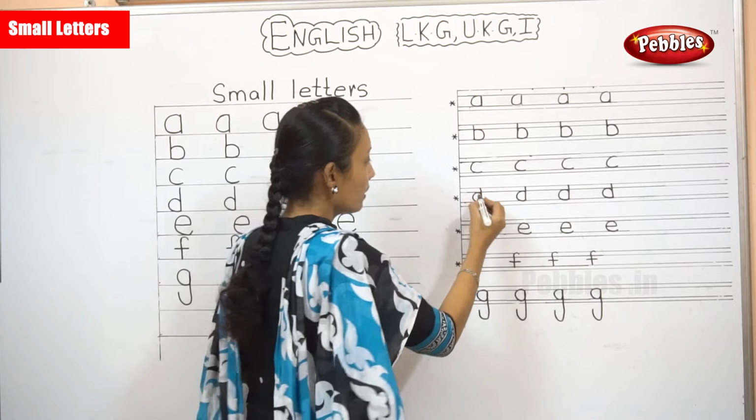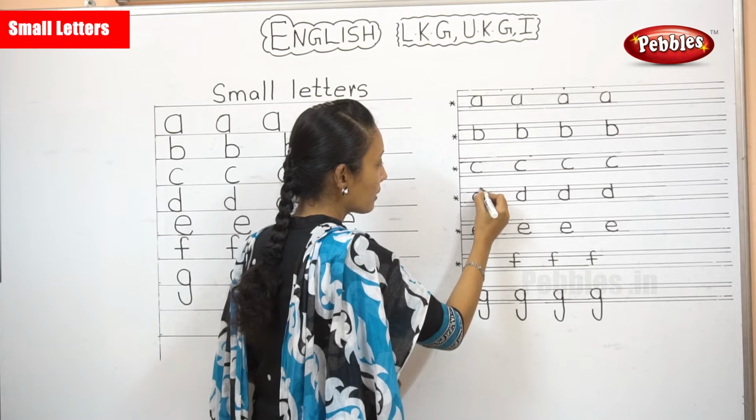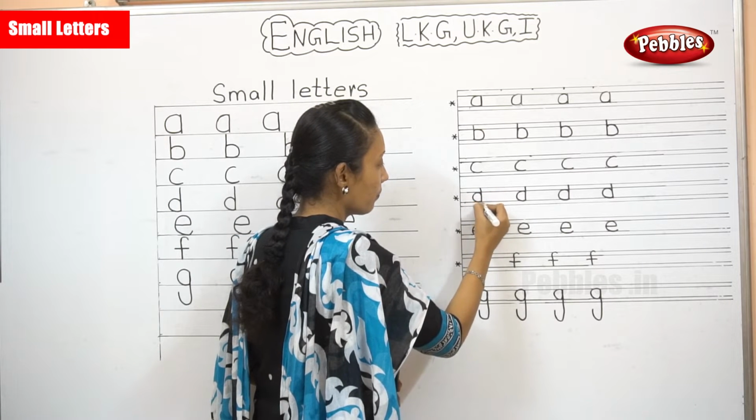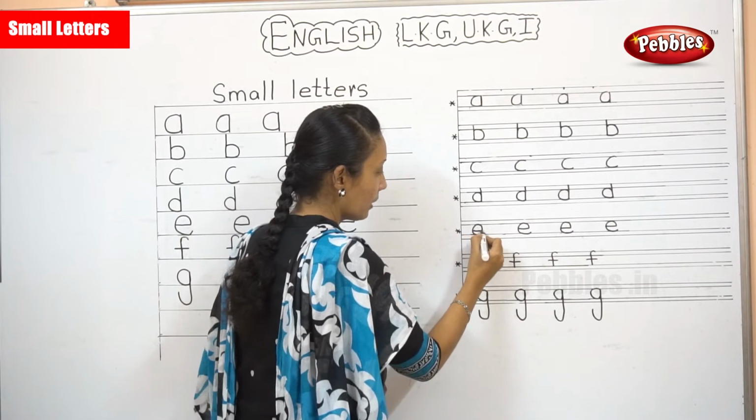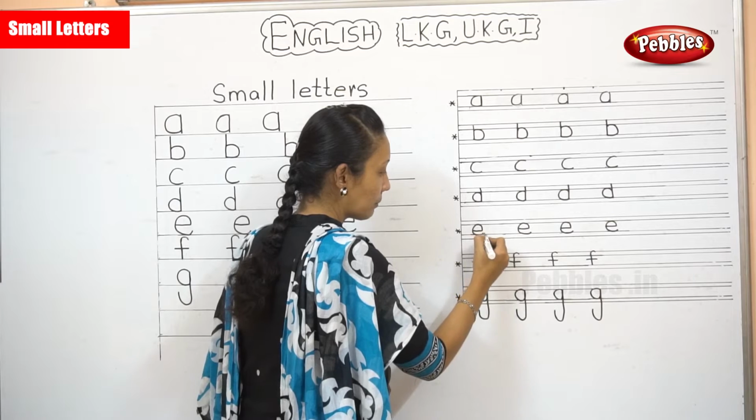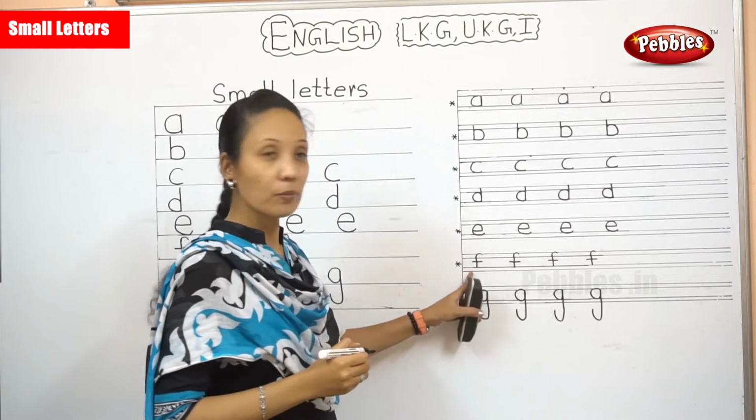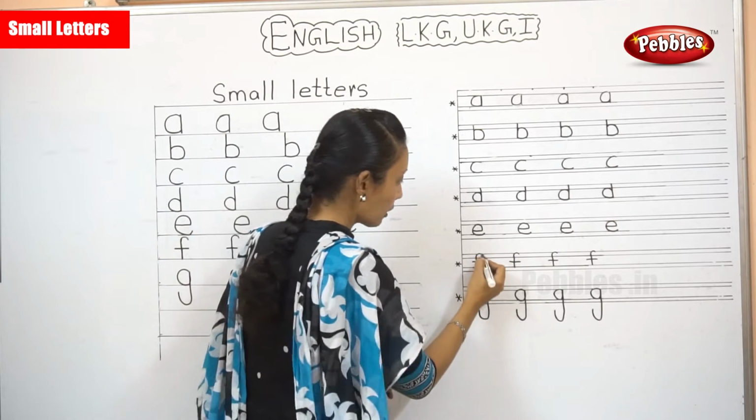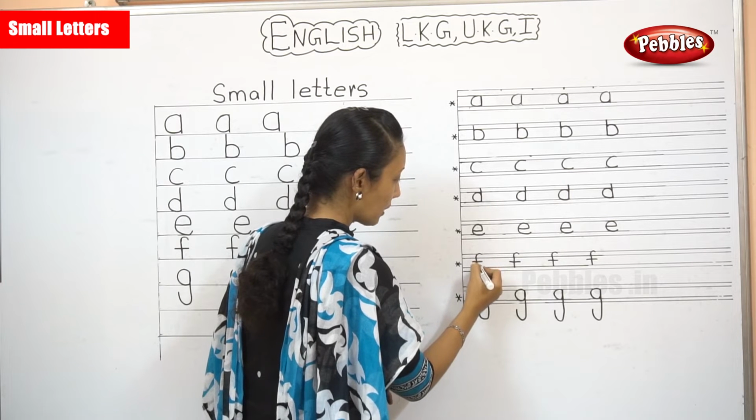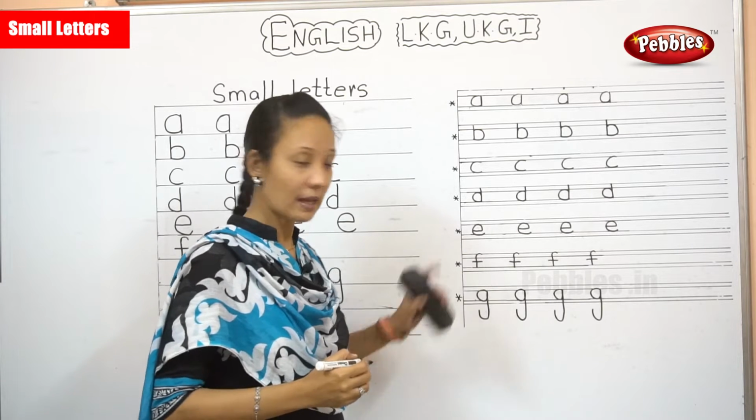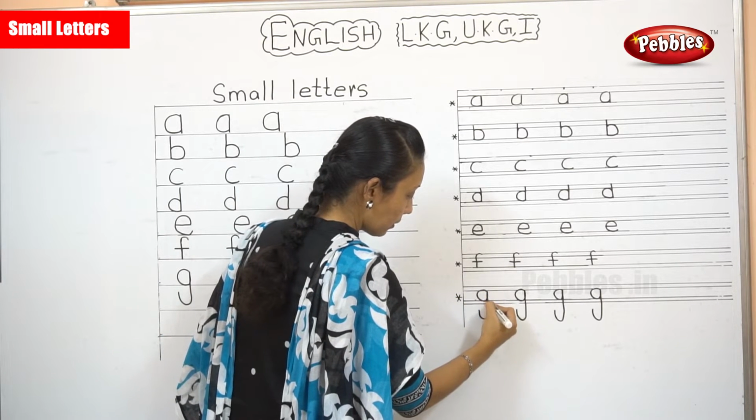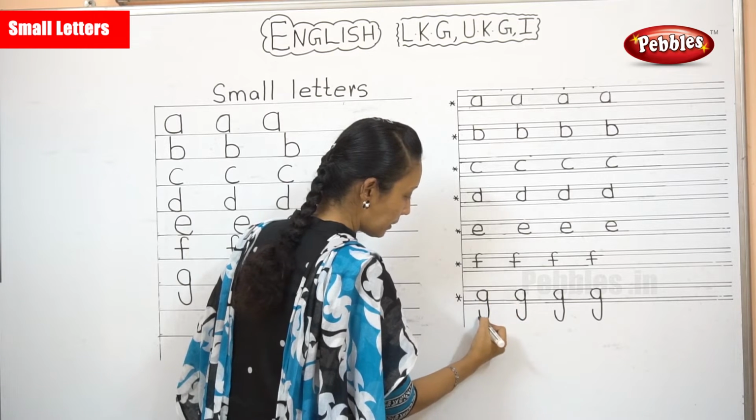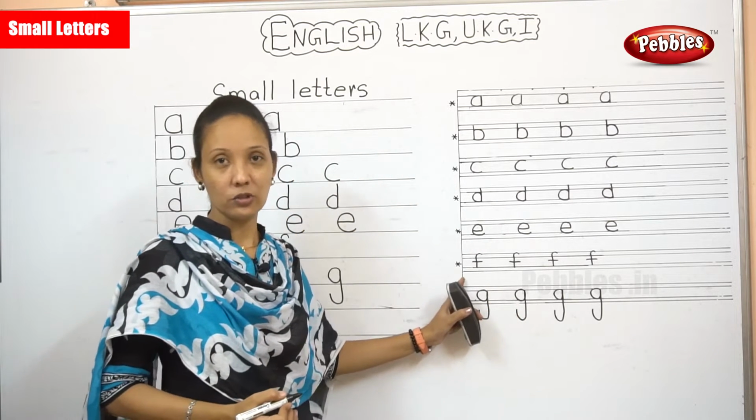Now small d, again a straight line and a curve. Small e, slipping line, go up, come down. Now small f, a small curve, a straight standing line and a slipping line, small f. Now g, your curve, go up and come down, is small g.